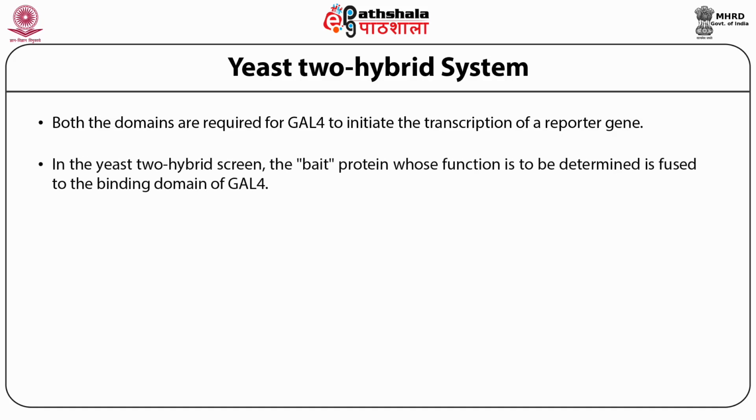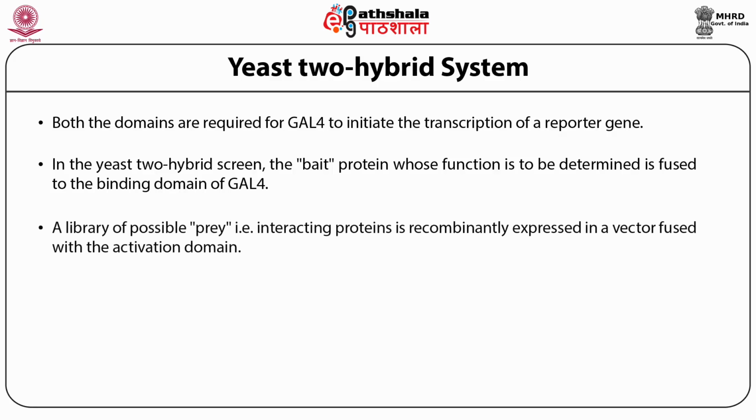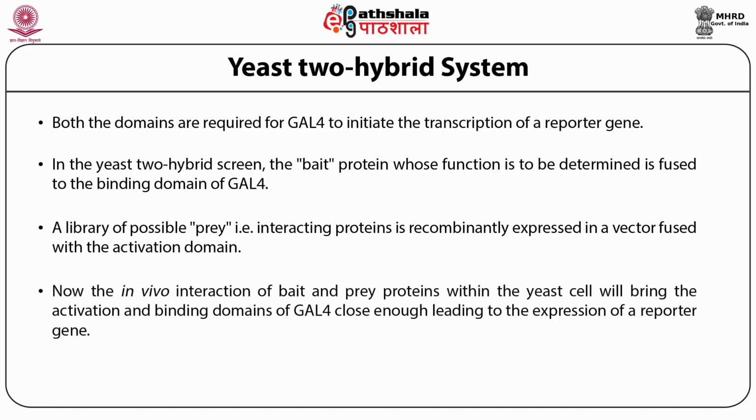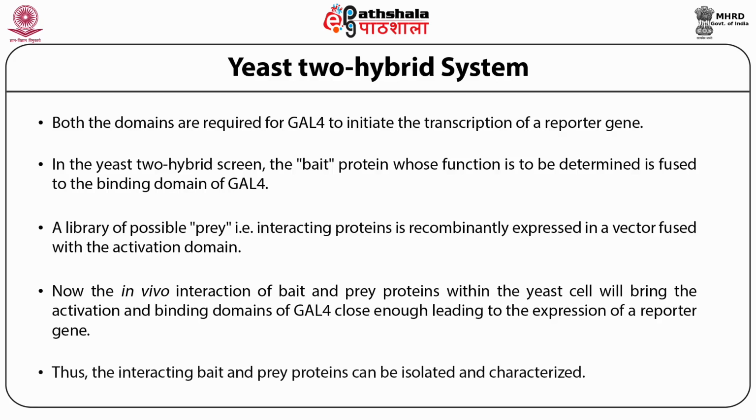In the yeast two-hybrid strain, the bait protein whose function is to be determined is fused to the binding domain of GAL4. A library of possible prey, that is, interacting proteins, is recombinantly expressed in a vector fused with the activation domain. Now, in vivo interaction of bait and prey proteins within the yeast cell will bring the activation and binding domains of GAL4 close enough, leading to the expression of a reporter gene. Thus, the interacting bait and prey proteins can be isolated and characterized.